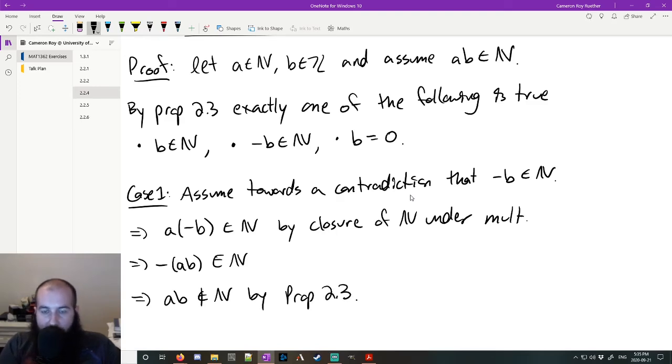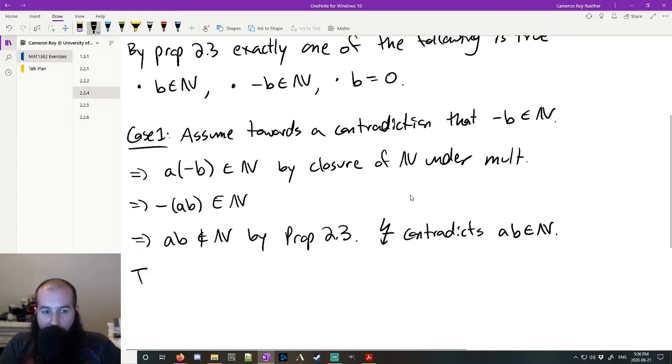It states that exactly one of the following are true for any integer. And so if the additive inverse of AB is natural, it means that AB is not natural and AB is not 0. But this is a contradiction because we've assumed that AB is natural. So this contradicts the fact that AB is natural by assumption. So therefore, our initial assumption that negative b is a natural number is wrong. So therefore, the additive inverse of b is not natural. So we've ruled out this possibility.